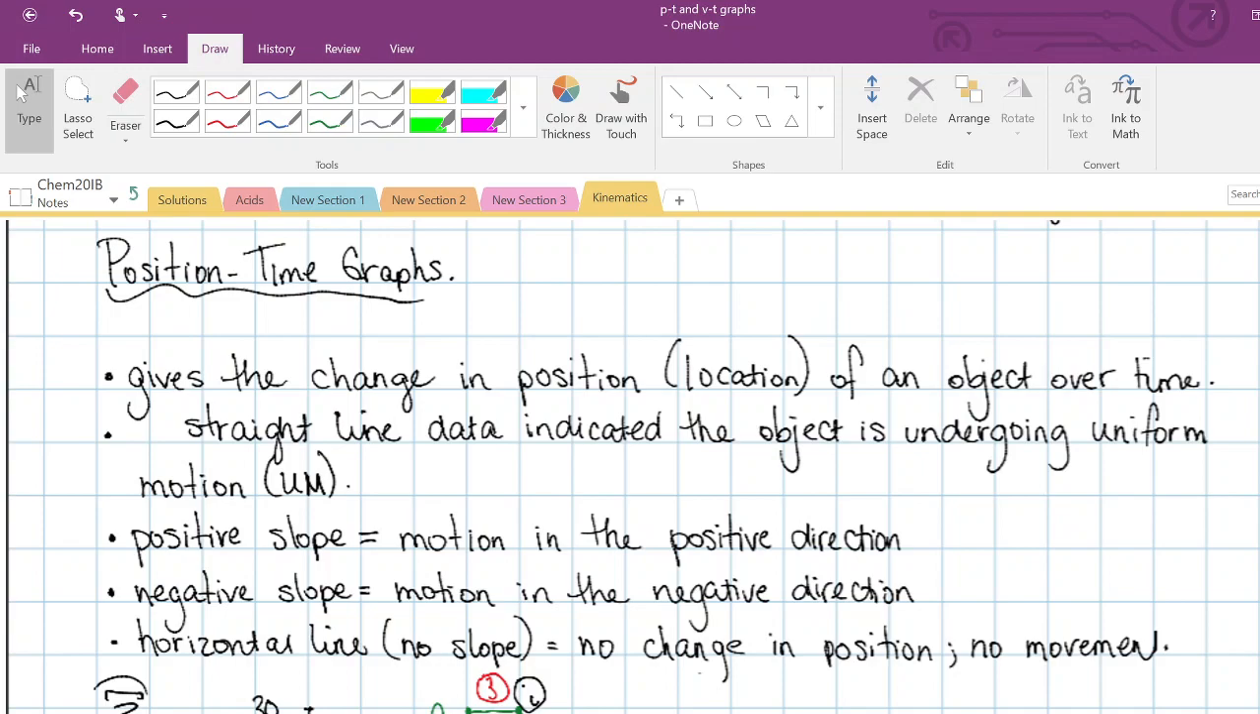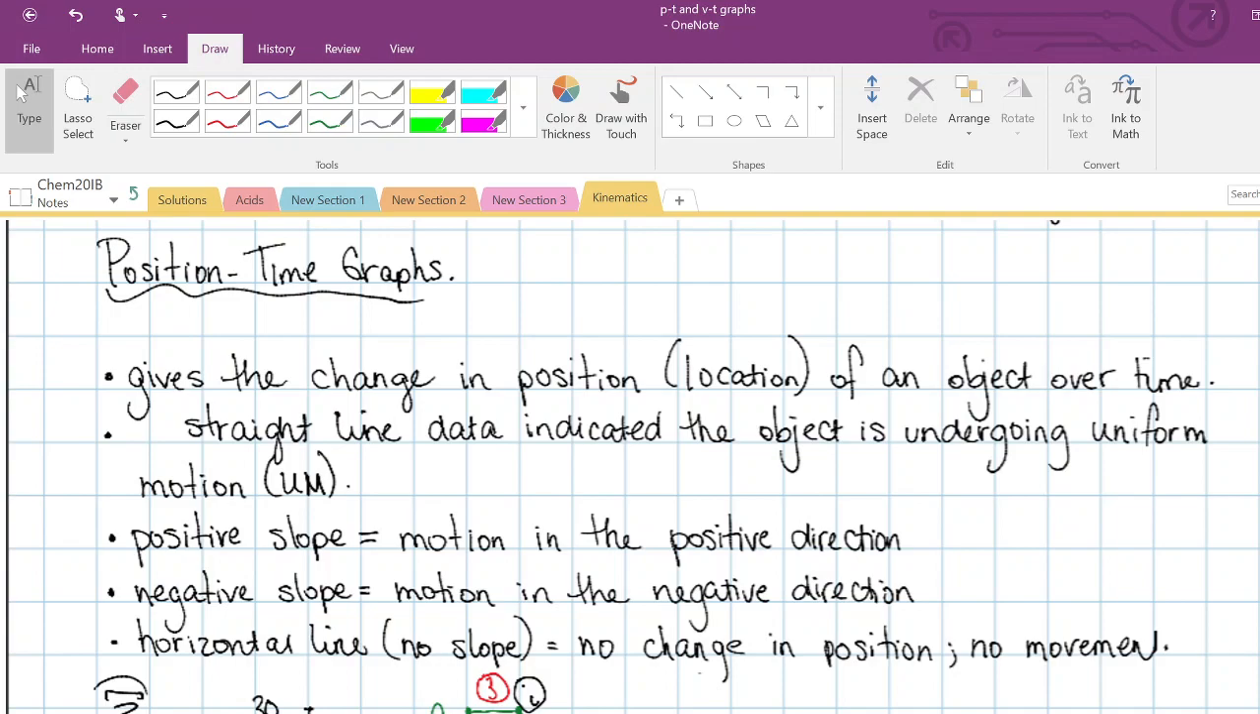So today really what I want to introduce you to is the idea of a position time graph and what it is that we can learn from reading the graph, in terms of what is the information that it gives us, what is the data that we can collect, what is that particular slope of the line telling us.